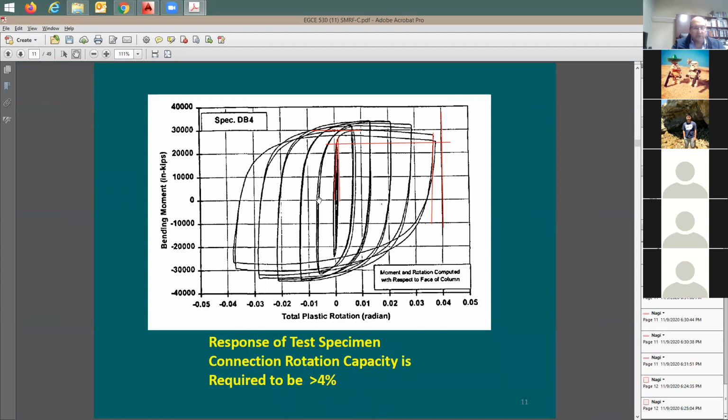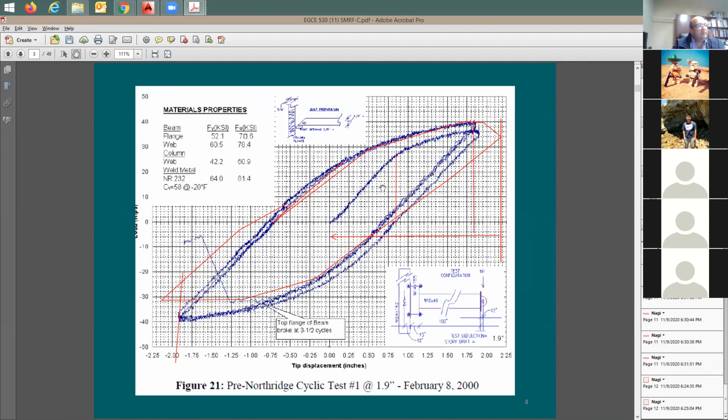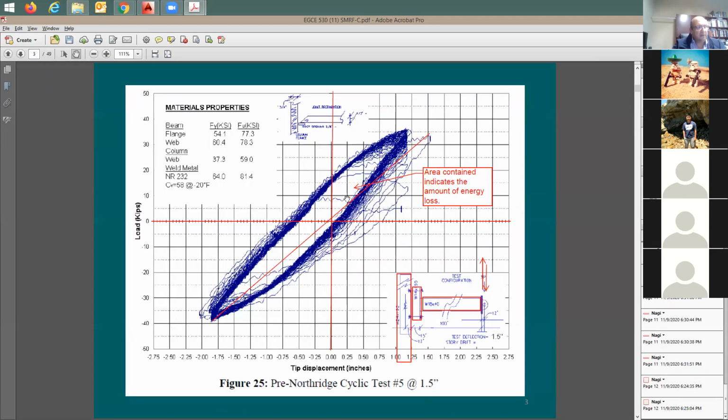So what you usually do, you need to look at the area contained for some given lateral force and displacement, or moment and rotation. Look at the way it looks here. It is not really pinched. You have nice big loops, but look at this one here. It's kind of pinched, right? So this is not good. The ductility of this system is not good, and the amount of energy that you dissipate here is not really good.